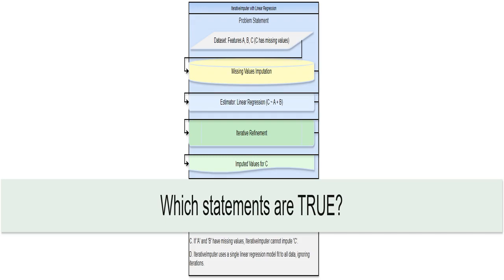This is simply asking you to identify the correct statements from the previous multiple-choice questions. You must decide whether the statements are true or false based on your understanding of how the iterative imputer functions.